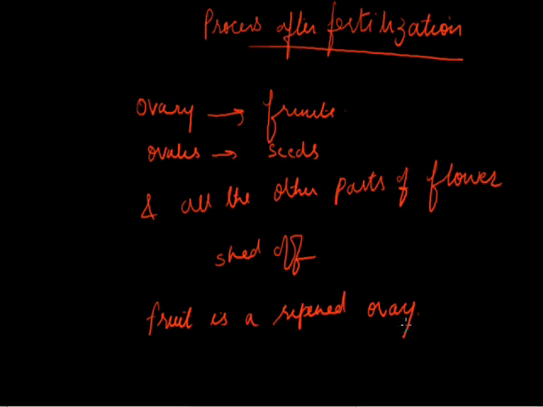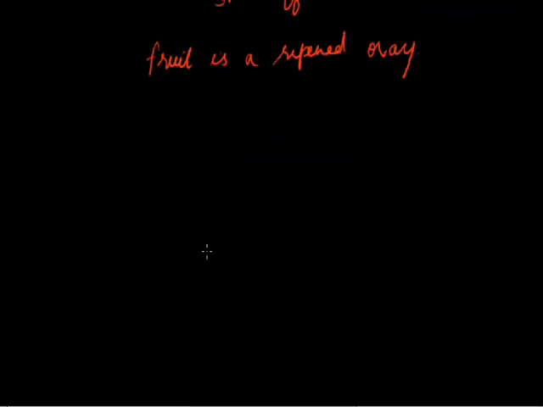Some fruits are fleshy and juicy, such as mango, apple and orange. Some fruits are hard like almonds and walnuts. Now what will happen once the seed is formed? The seeds need to be dispersed. They need to be carried off to different places so that they can develop into a new plant. That process is called seed dispersal or dispersal of seeds.